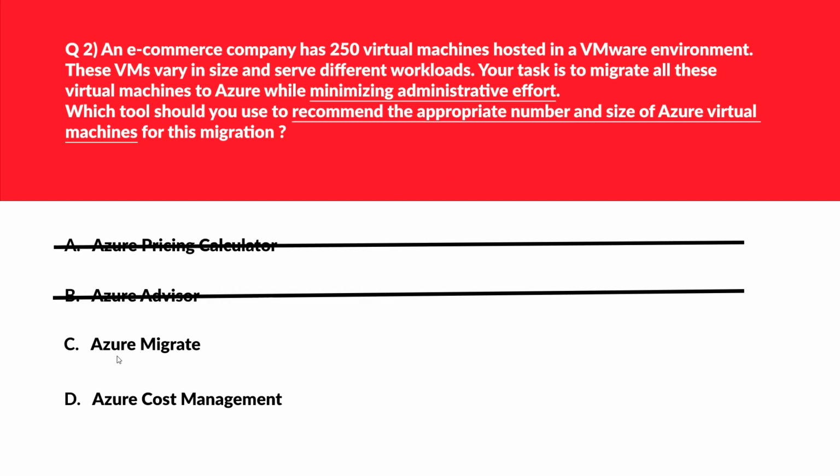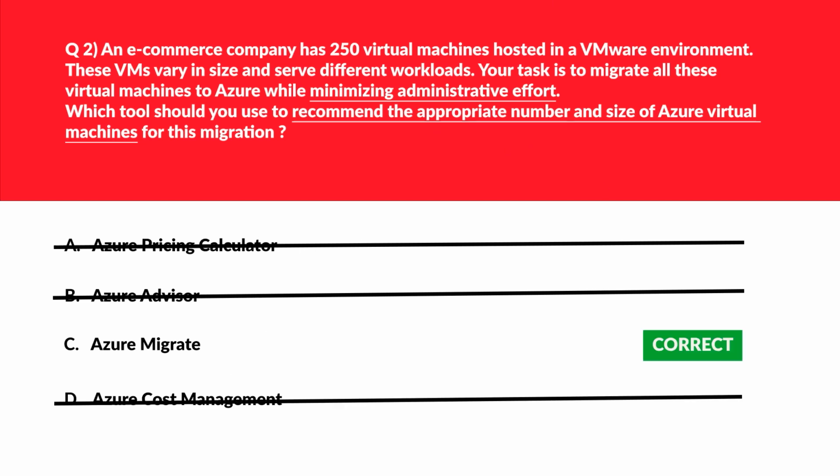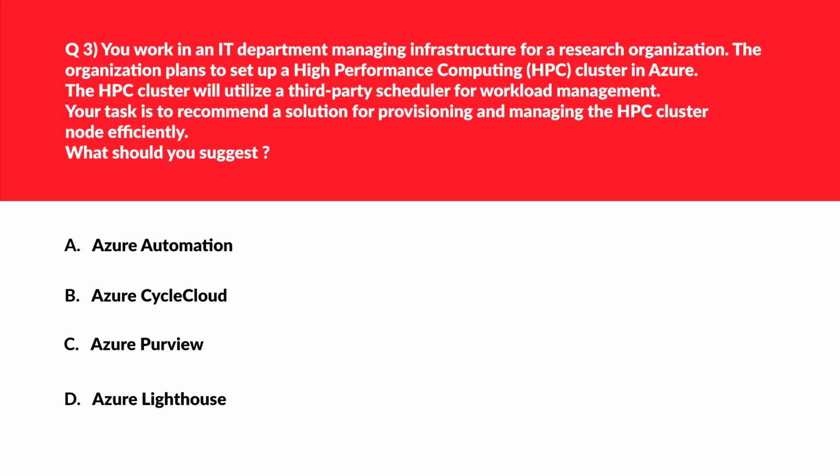Let's move to option C. C says Azure Migrate. Azure Migrate provides workload-specific guidance, including VM sizing recommendations. So this can be the potential answer. We'll park this. Let's move to option D. D says Azure Cost Management. Azure Cost Management doesn't offer workload-specific virtual machine recommendations required by the question. So we'll eliminate this. We are left with option C, and it is the correct answer.